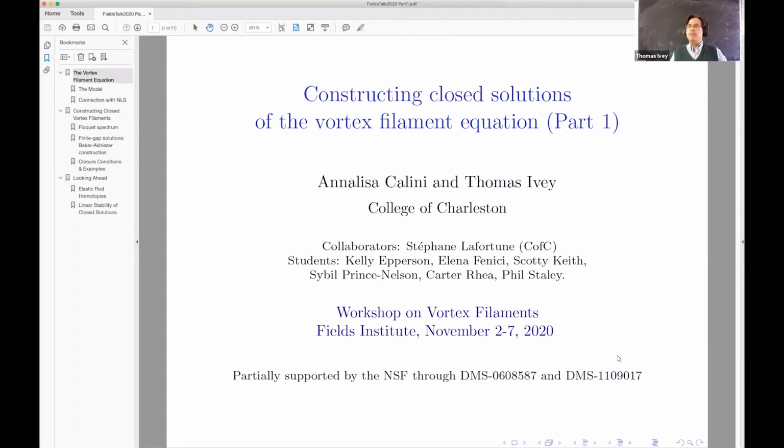Okay, so the talk is going to be mostly about the methods we use to construct closed solutions to the vortex filament equation. And then Annalisa is going to take care of what we can do with them in part two, in terms of geometric properties of closed solutions to this equation and also their stability, their linear stability.